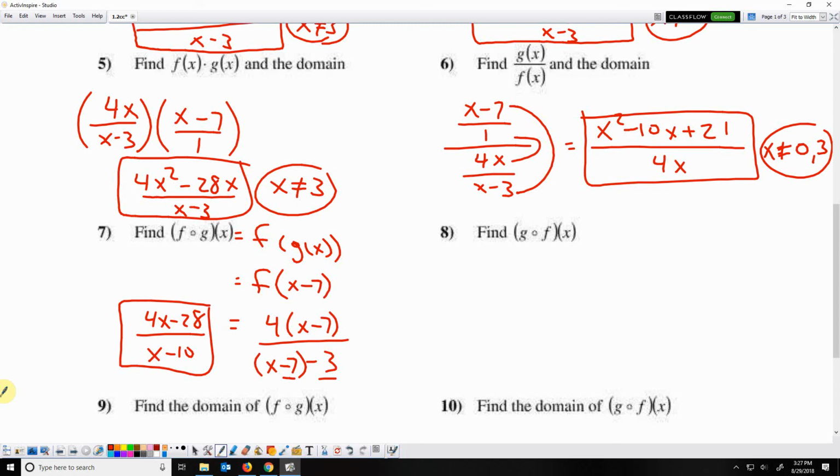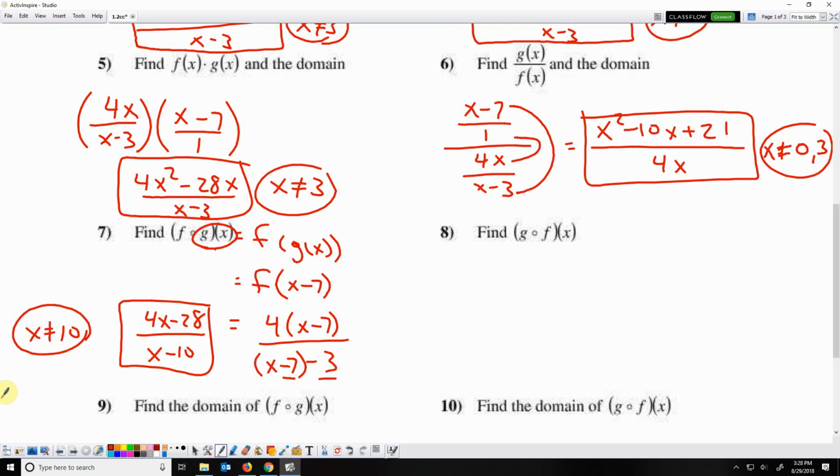The domain when you're doing a function of a function is a little bit different. We don't have to write it to satisfy all three, the two originals and the composition. We have to satisfy the inner function and the composition. So the inner function, g of x, we know has a domain of all real numbers, and the composition is all real numbers except 10. So x cannot equal 10 is the domain.